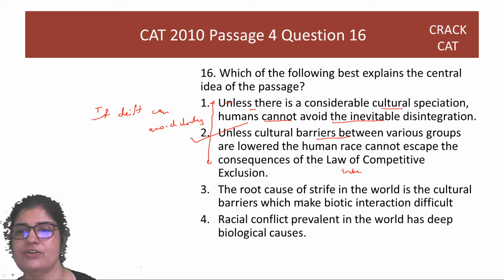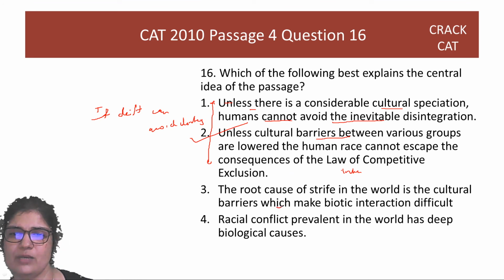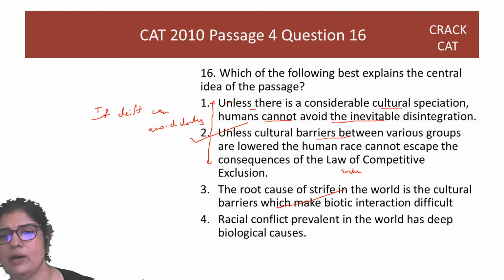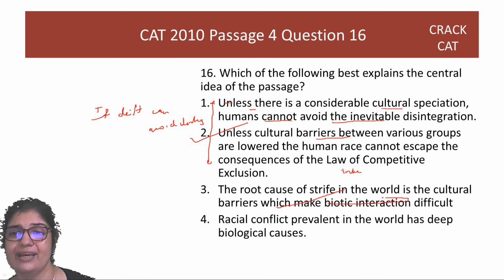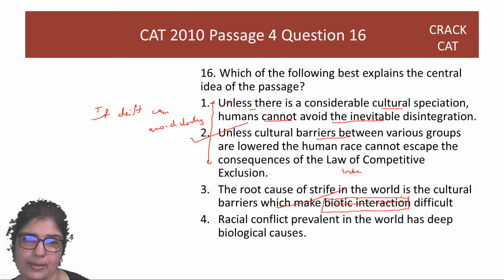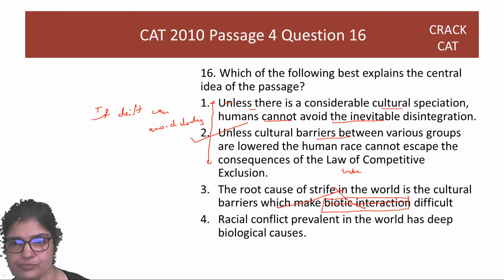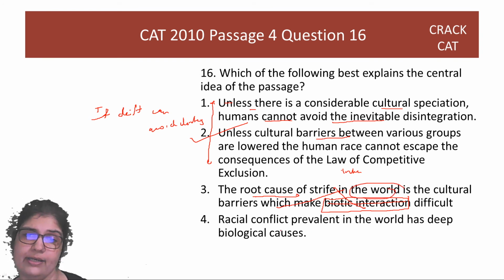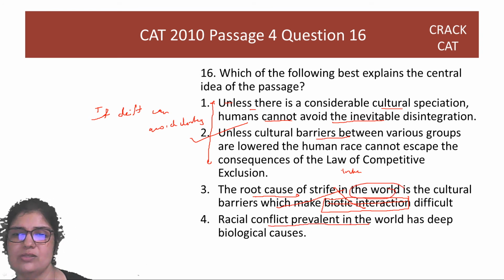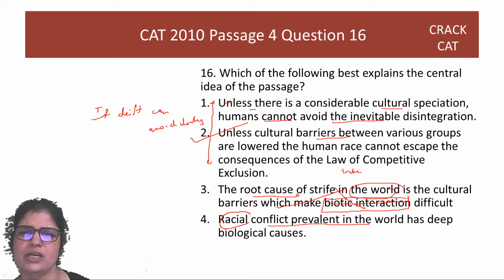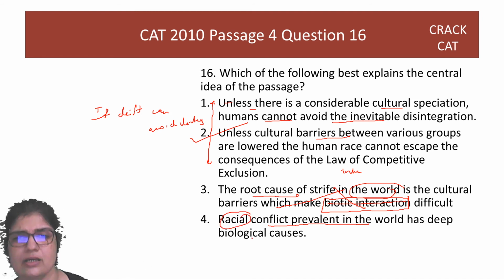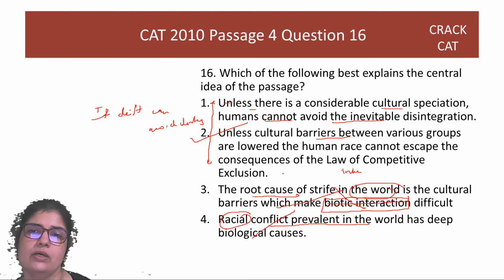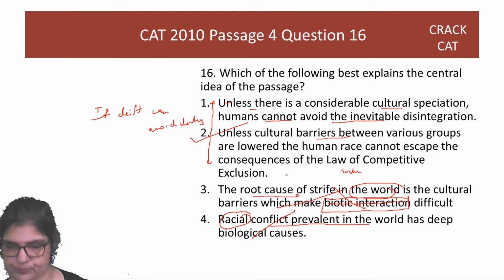The root cause of strife in the world is the cultural barriers which make biotic interaction difficult. For one, biotic interaction is only mentioned at the beginning. Exactly, what type of interaction it is, we don't even know. So third option is out. See, again it's extreme also. It's not saying that this is the only problem in the world and no other problem, right? Racial conflict prevalent in the world. So it's not about racial conflict. We're not even talking about races that much in the passage, right? So this is also out of scope. Your only possibility is option 2.